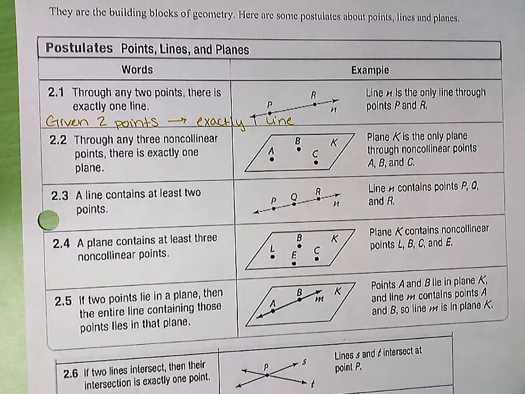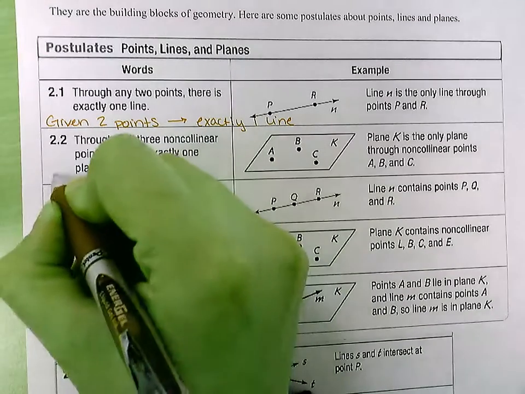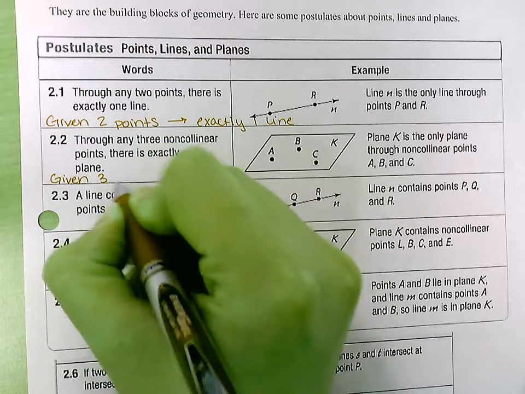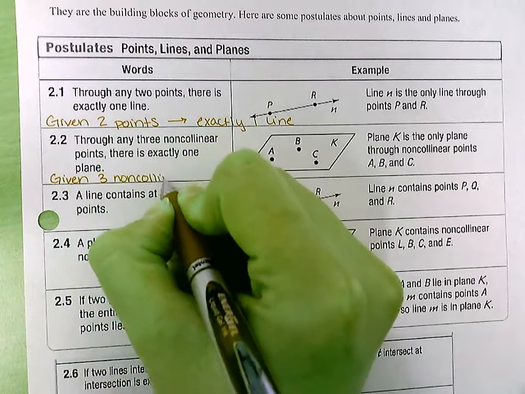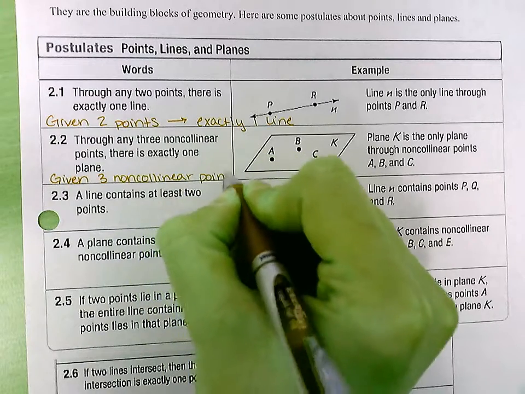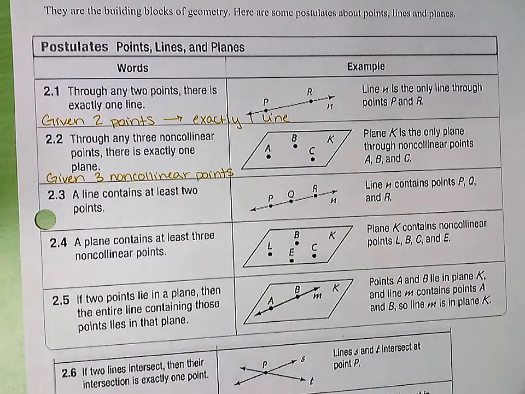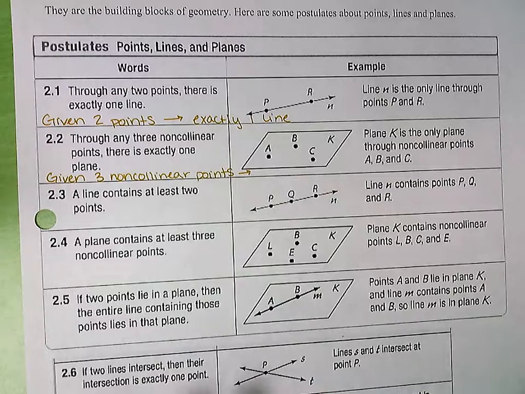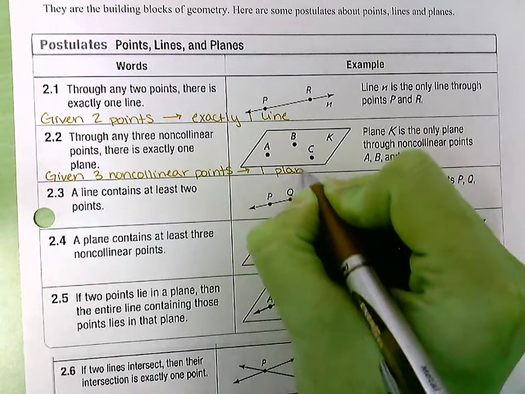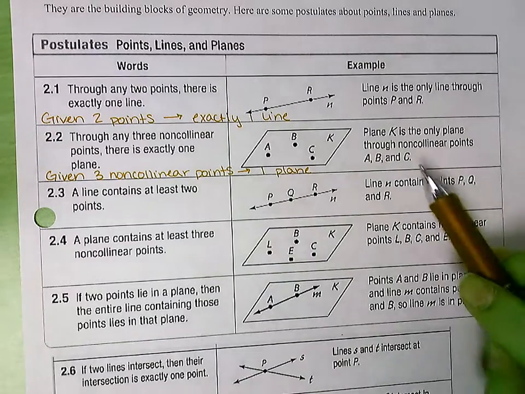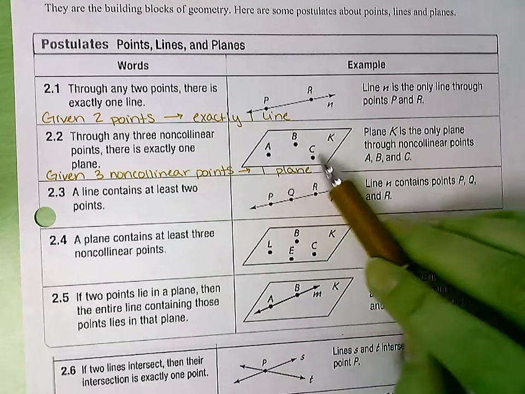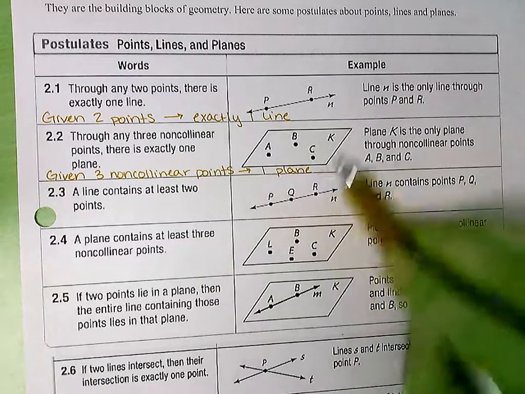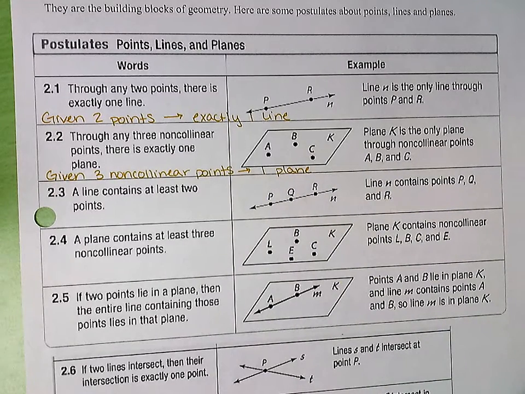2.2, through any 3 non-collinear points, there is exactly one plane. So if you're given 3 non-collinear points, what does non-collinear mean? Not on the same line. That will result in one plane. Your 3 non-collinear points here are A, B, and C. And plane K is that plane drawn through to make those 3 non-collinear points lie in that plane.